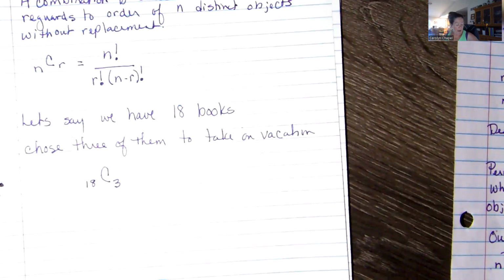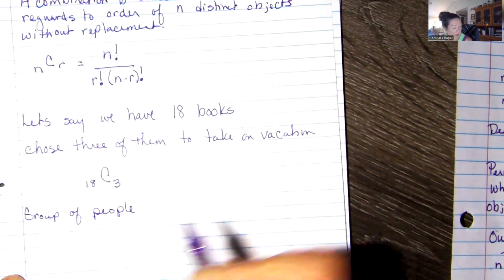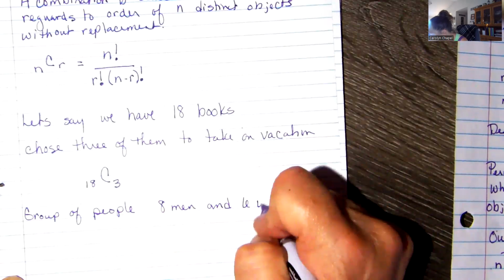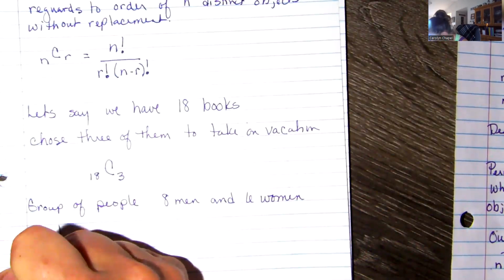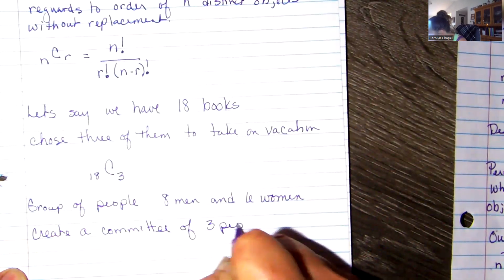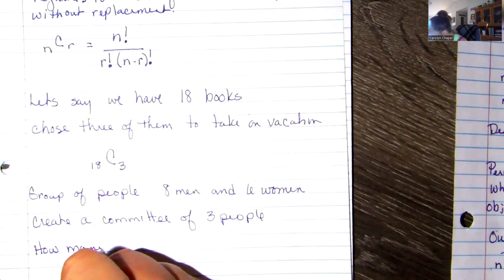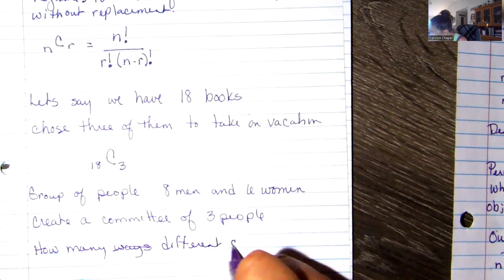Okay, I'm going to do another example. And then I probably will stop this video and then do another video with more examples and what happens if we don't have distinct objects. So let's say we have a group of people. And let's say this group has 8 men and 6 women. And we are going to create a committee of 3 people. Okay, and we might want to know how many ways can this be done? How many ways can we choose these different groups? How many different committees are there?